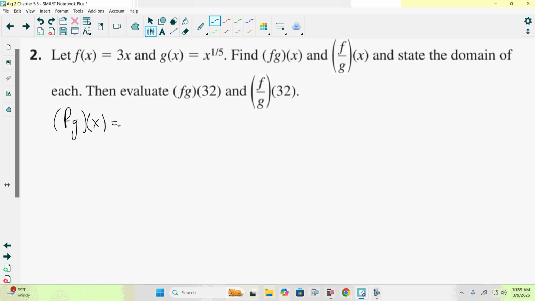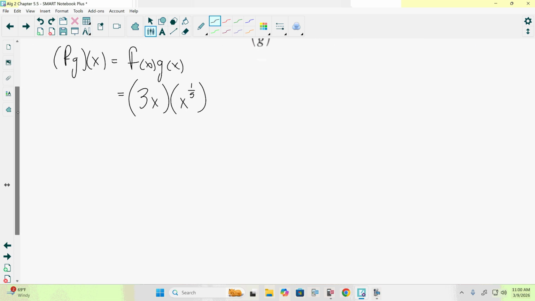F times g of x, which is just f of x times g of x. And f of x for us is 3x, and g of x is x to the 1/5. So we wrote it out as f of x times g of x. We replaced f of x with 3x, and we replaced g of x with x to the 1/5. Now we want to multiply these together.